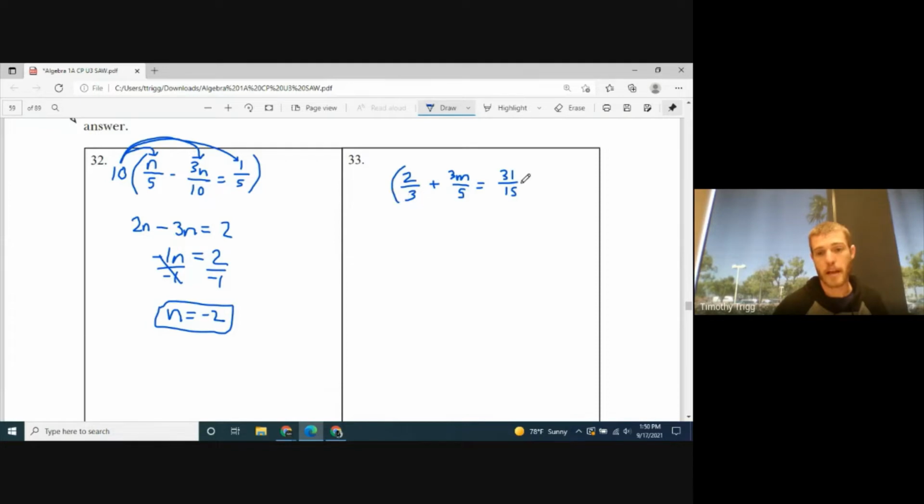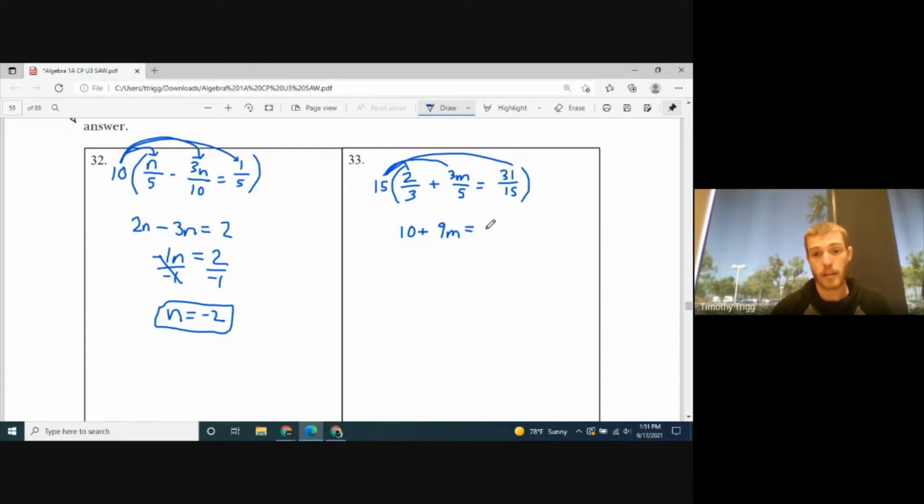Here, our lowest common denominator. What do you suppose our lowest common denominator is here? Well, in this case, it's going to be 15, because 15 is divisible by 3. It's also divisible by 5, and it's divisible by 15. So when you multiply this through, it should cancel out all your fractions for you. So 15 divided by 3, that's 5. And then you multiply by the numerator. So 15 divided by 3 is 5, times 2 is 10. Plus 15 divided by 5 is 3, times 3m is 9m.